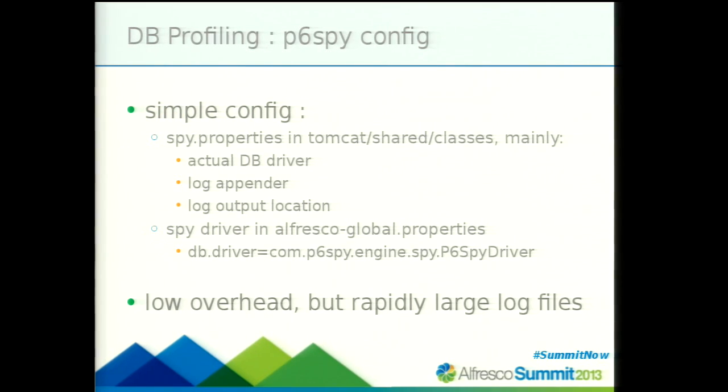So the idea is you can configure it in just a very small file. This is 5 lines. You tell it what your actual DB driver is, because it's a proxy driver, so the queries will go to the proxy and then to the actual DB driver. Then what you want to log and where you want to log it. And then in alfresco-global.properties, you say, instead, this is my DB driver. So there's very low overhead and very simple config, though if you have a lot of queries, the log could rapidly become large, so make sure you have enough disk space to collect that.